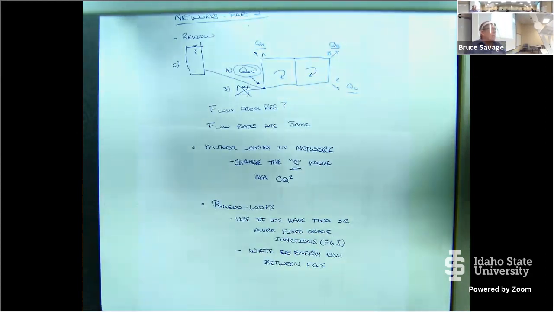Right? So you think back to the three reservoir problem, and we would write the energy equation from reservoir A to reservoir B. Well, reservoir A and B are fixed grade junctions. So we're actually going back to what we already know again. And A and C are fixed grade junctions. So we're going back again to that concept. So that's all we have to do in the pipe network now is add this pseudo loop.